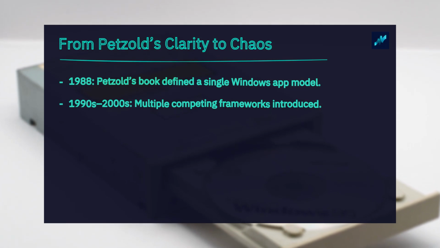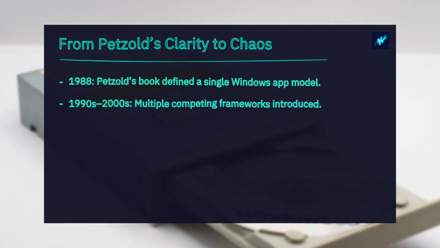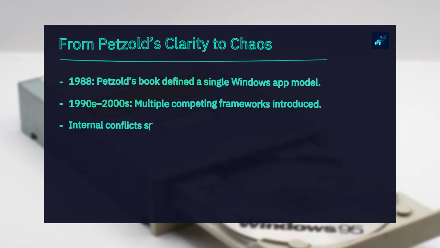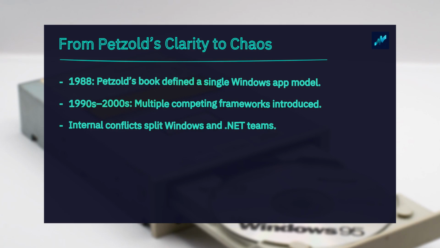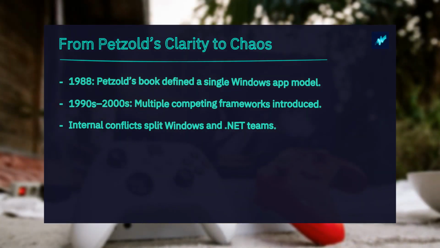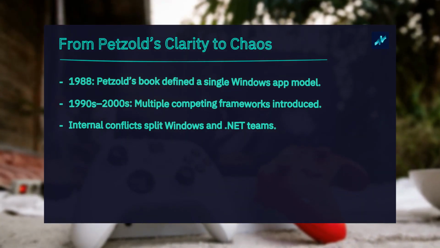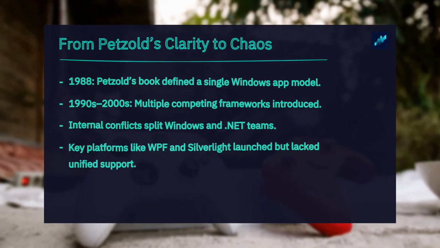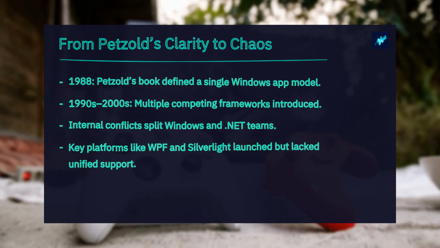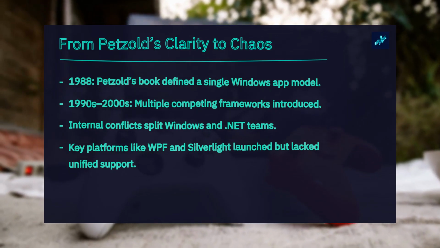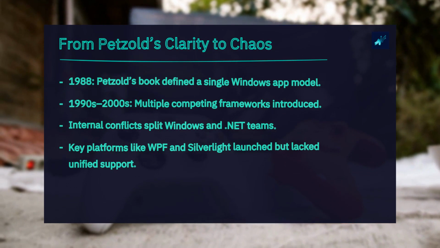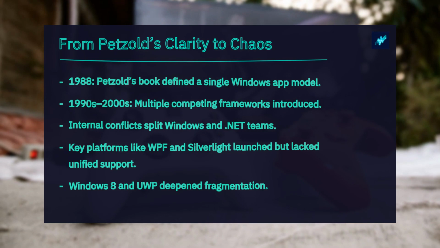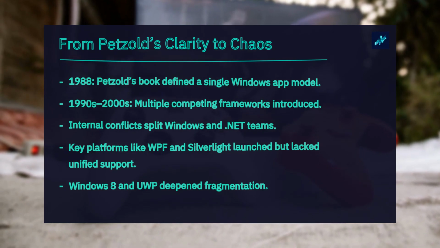But that clarity didn't last. Over the 1990s and 2000s, Microsoft introduced multiple competing technologies: MFC, COM, ActiveX, WPF, Silverlight, UWP, all promising the future of Windows app development, but fragmenting the ecosystem instead. Each came with its own complexities and limitations. Worse, internal rivalries between teams, especially between the Windows team and the .NET team, led to conflicting visions and a lack of unified direction. Take WPF, introduced in 2006.